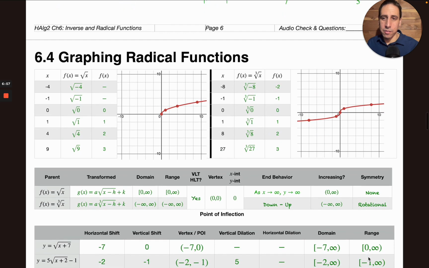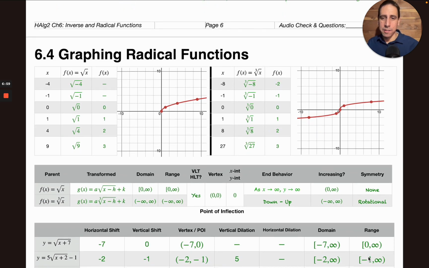Moving right along, let's take something a little bit more complicated. Here you can see there's 3 different numbers. There's a 5, a +2, and a -1. The +2 is on the inside, so that's going to be horizontal. It's going to be a horizontal shift of -2. The whole thing is going to be moved over to the left 2 units. The vertical is going to be a vertical shift because I can see it's -1 on the outside. So that means the new vertex, the old vertex used to be at 0, 0, but now because of these 2 shifts, you got a new vertex at -2, -1. This is a location on the graph.